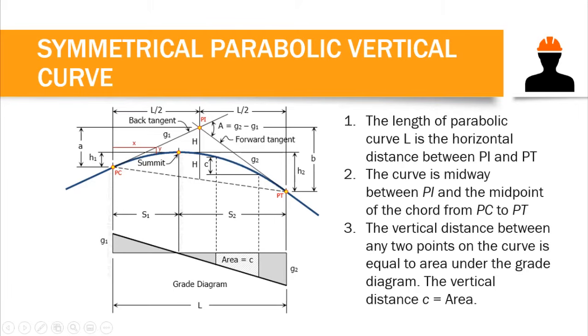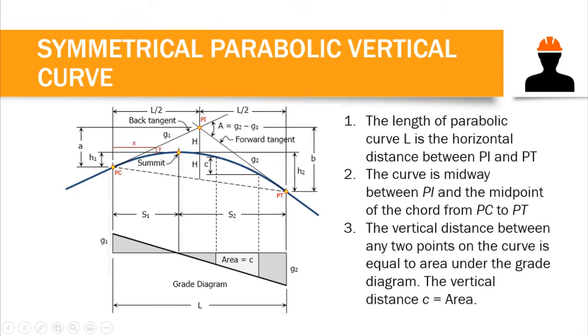Now we have these properties of parabolic curve that we need to remember. The length of the parabolic curve L is the horizontal distance between PC and PT. So when we refer to the length of a parabolic curve, that is always the horizontal distance, not the curve distance. The curve is midway between PI and the midpoint of the chord from PC to PT.